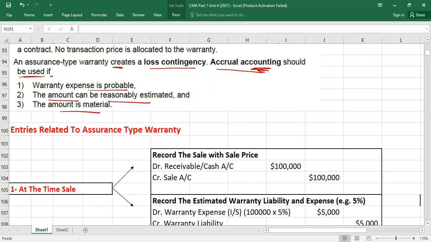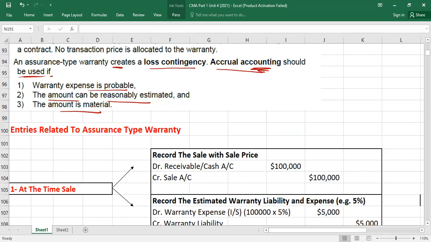And third is what? Amount is material. Material means it's significant enough. You cannot ignore it. It is not a negligible amount. It is a handsome amount, a hefty amount. Okay, understood? So how will you do it? Maybe you are thinking about what he's saying.